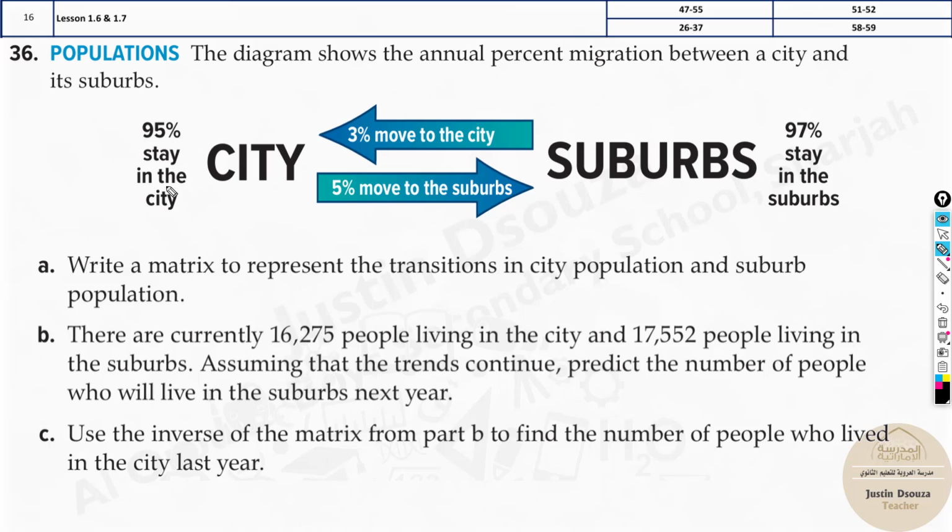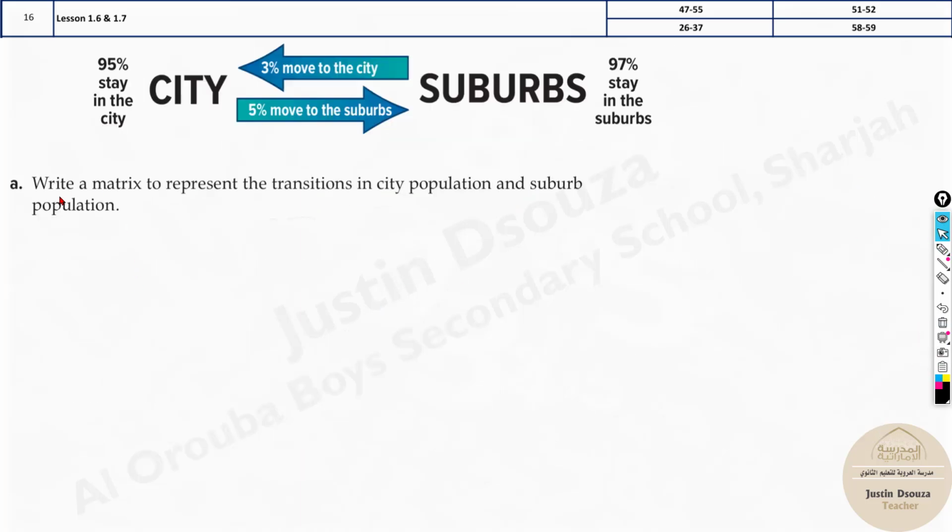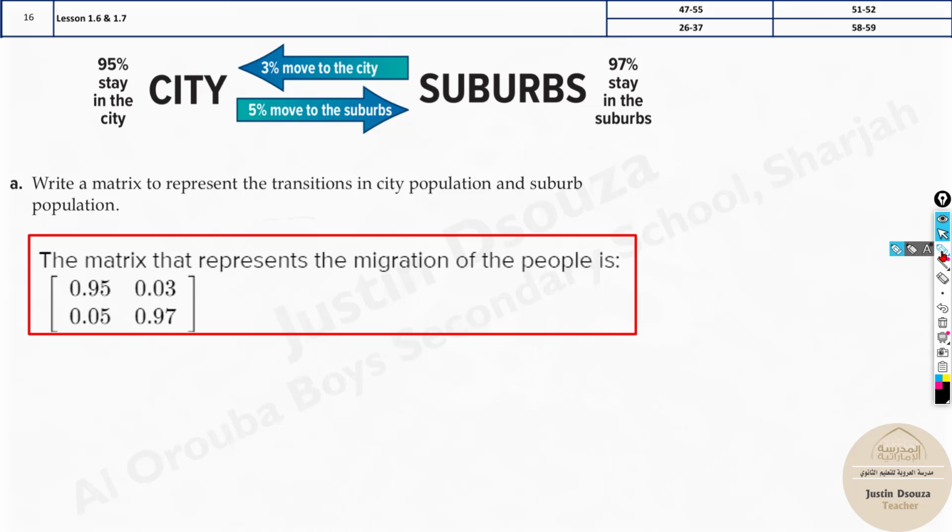So here you can see 95% are staying in the city, 3% from suburb move to city, and 5% from the city move to suburbs. And a total of 97% stay in the suburb. So the first question over here is write a matrix to represent the transition in city population and suburb population. Here, this is the matrix. How do you write it? See here.